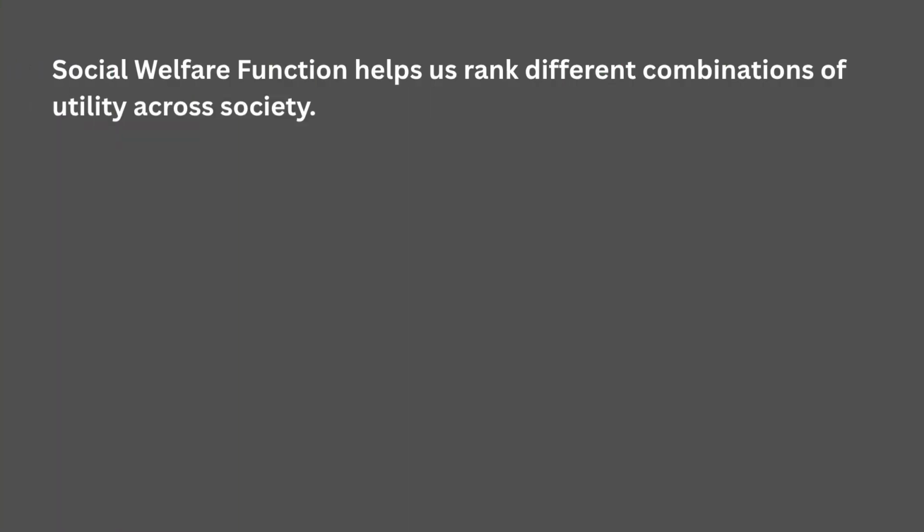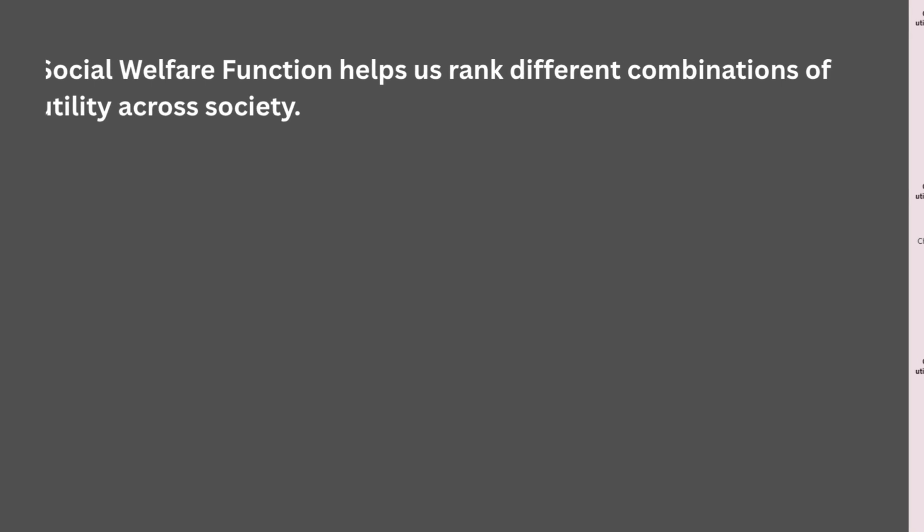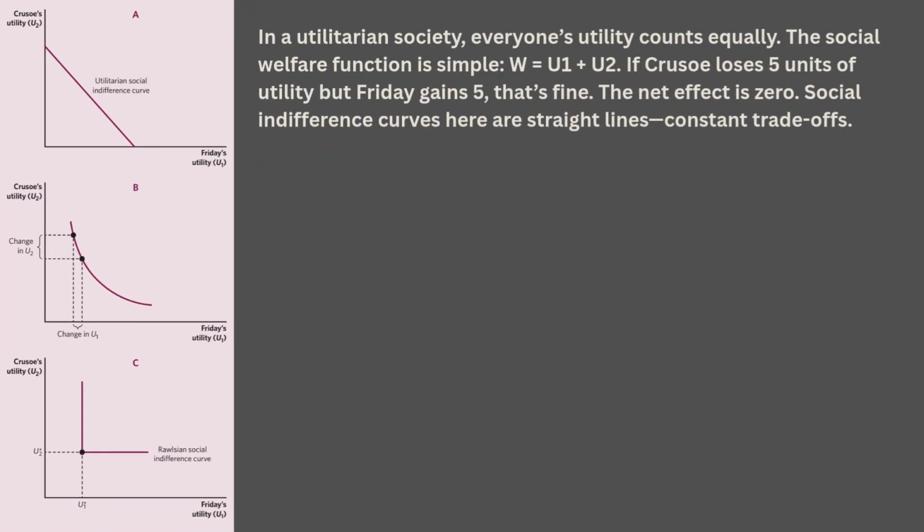Now let's bring in the concept of the social welfare function. This function helps us rank different combinations of utility across society. There are different ways to define this function, based on what society values most. In a utilitarian society, everyone's utility counts equally. The social welfare function is simple. W equals U1 plus U2. If Crusoe loses 5 units of utility but Friday gains 5, that's fine. The net effect is 0. Social indifference curves here are straight lines, constant trade-offs.